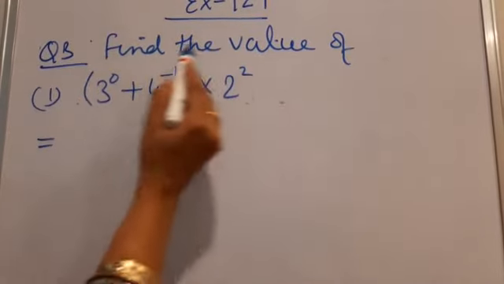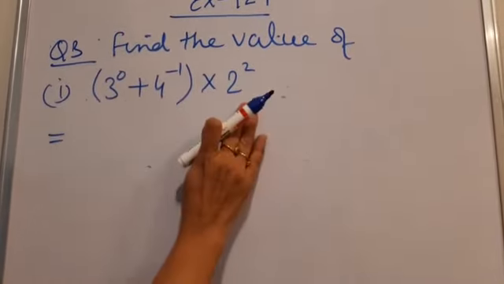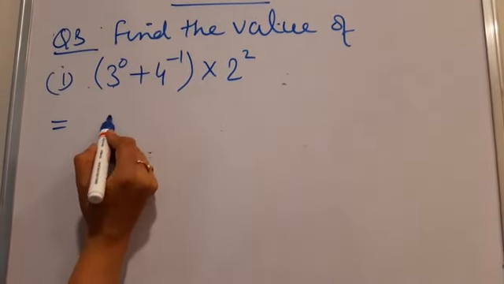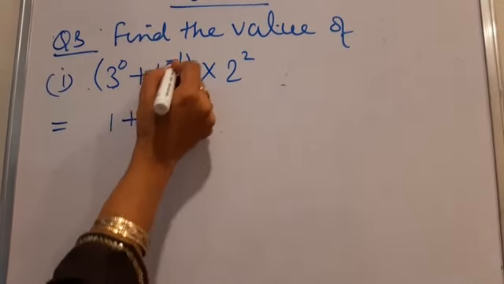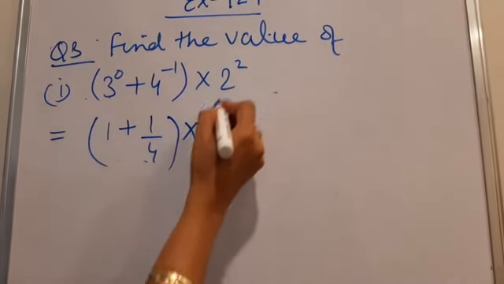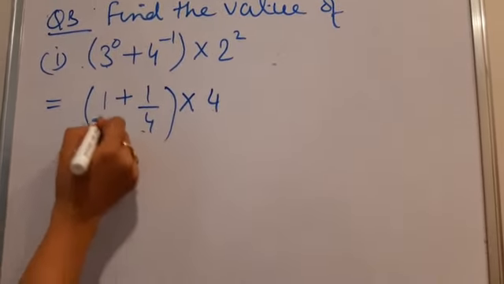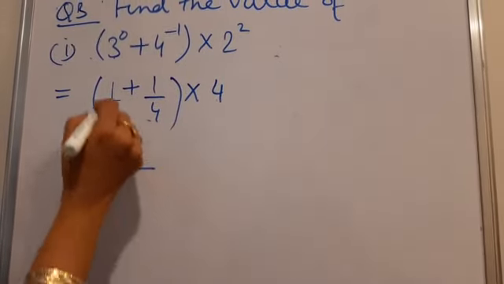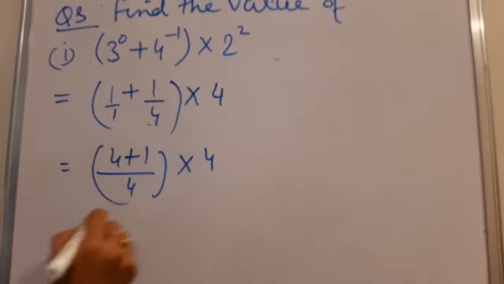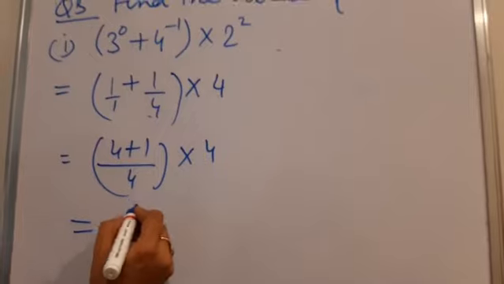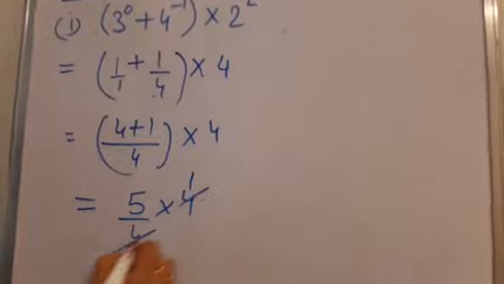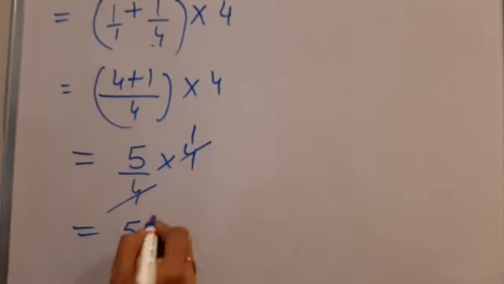Come to question number 3. Find the value of, and the expression is given to you this. Now any non-zero number raised to power 0 will become 1, and 4 raised to power minus 1 will be 1 by 4, and 2 raised to power 2 means 4. Now solve this bracket by taking the LCM. 1 plus 1 by 4, you will get this. Now it will be 5 by 4 into 4. 4 and 4 will be cancelled, and the result will be 5 here.